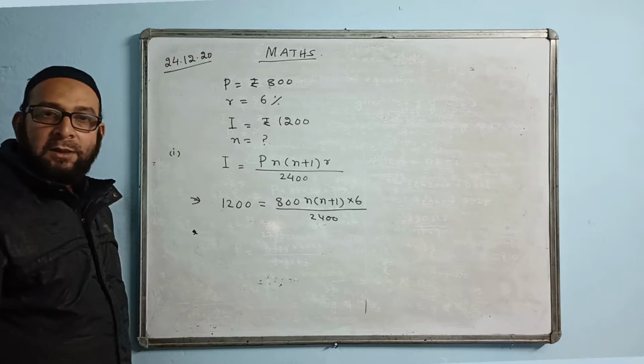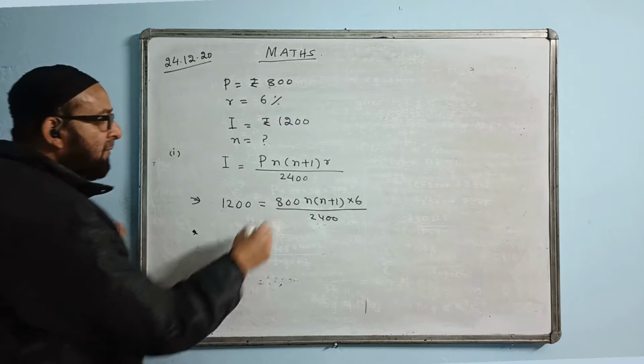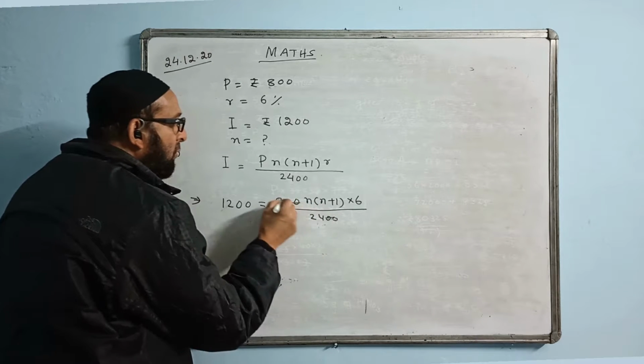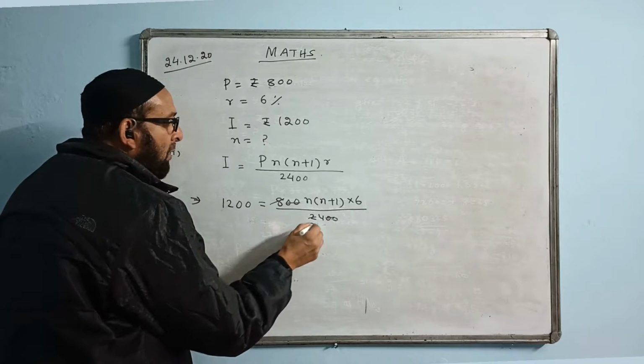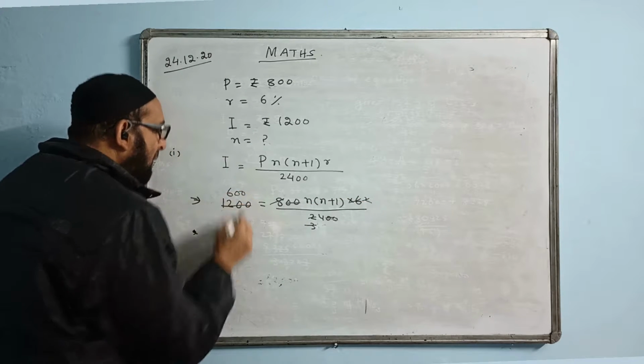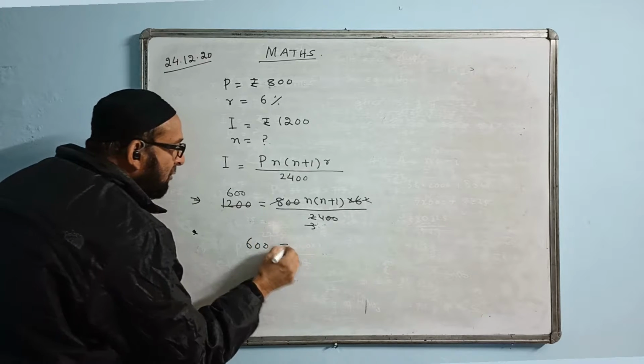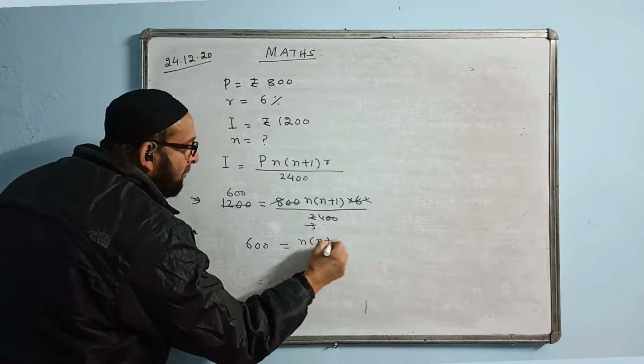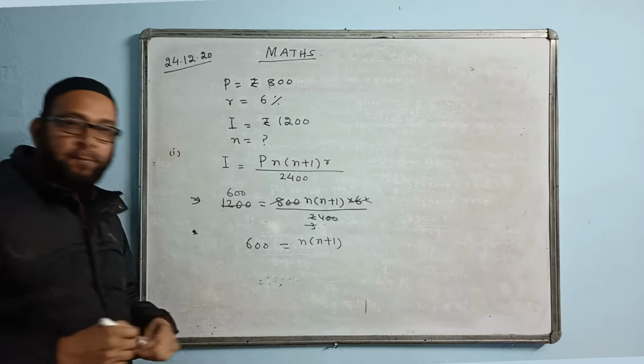Okay. See how we can calculate the value of rate. Here we will cancel. 20 will go. 8 3 times will go. 3 2s will go. 2 and this side will go. 600. Let us write that 600 is equal to n plus 1.